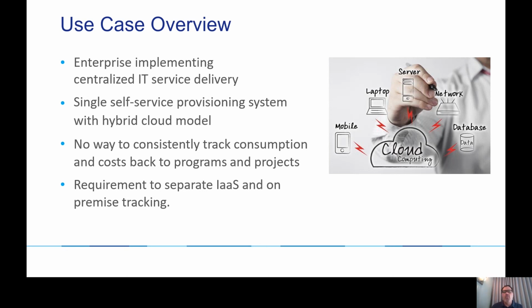And when I say that, they wanted users to be able to reset their passwords, to request things. They wanted a good way to track consumption and cost against programs in progress. And they wanted to understand what the requirements are separate from infrastructure as a service, which is part of hybrid cloud, and this idea of on-premise tracking.